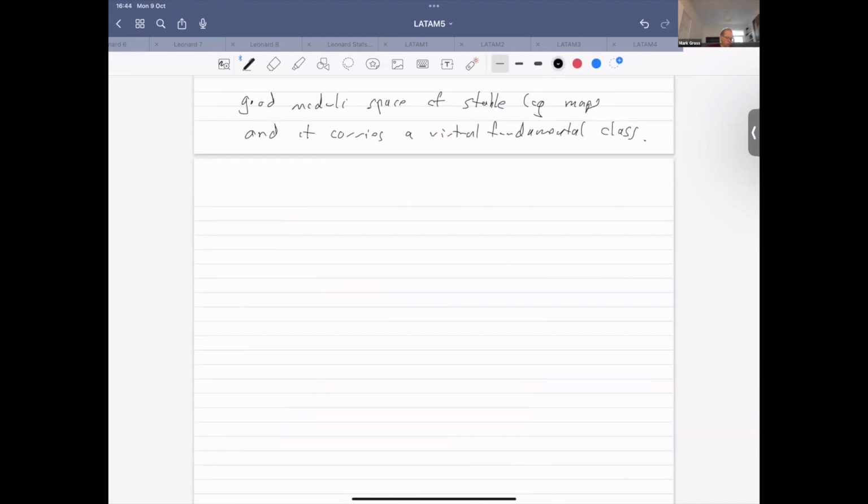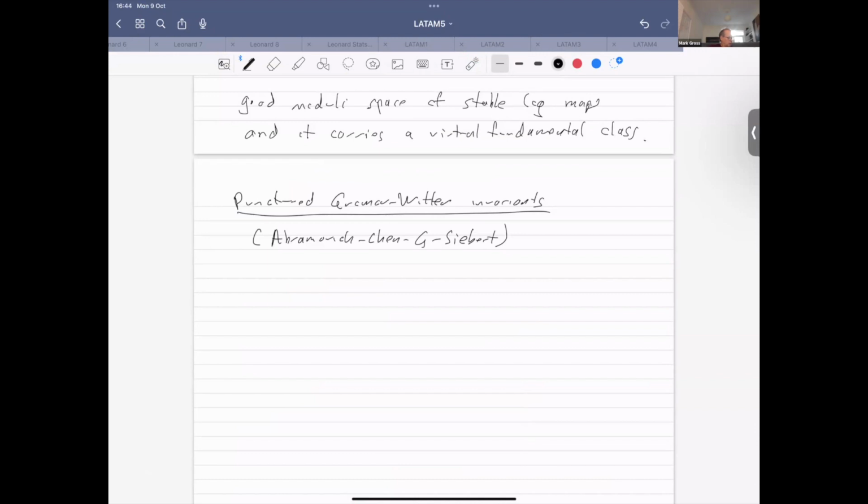We have to talk about punctures. This is what we call punctured Gromov–Witten theory, and this is due to Abramovich, Chen, myself, and Siebert. And so the idea is that we are going to allow ourselves to enlarge log structures on curves a little bit.